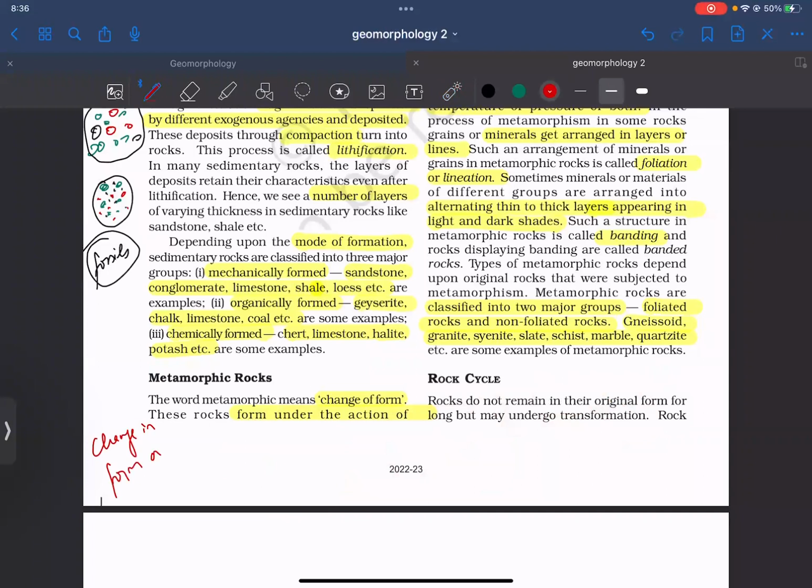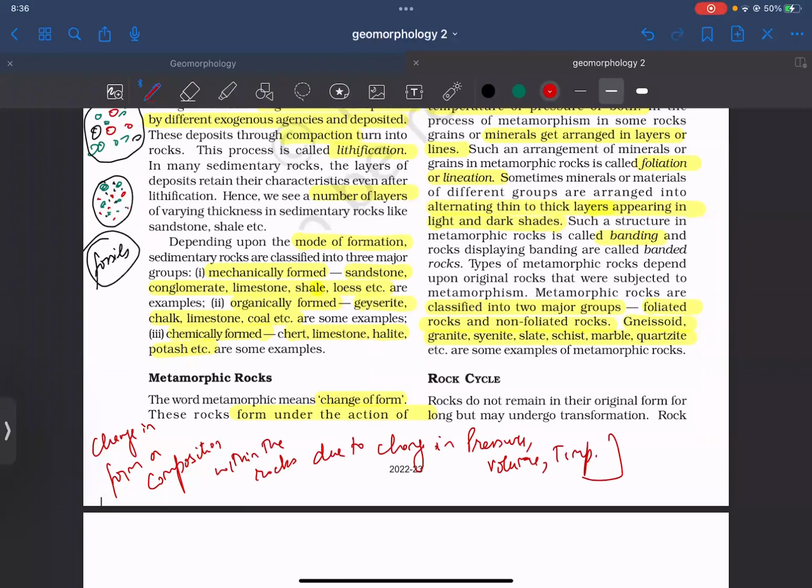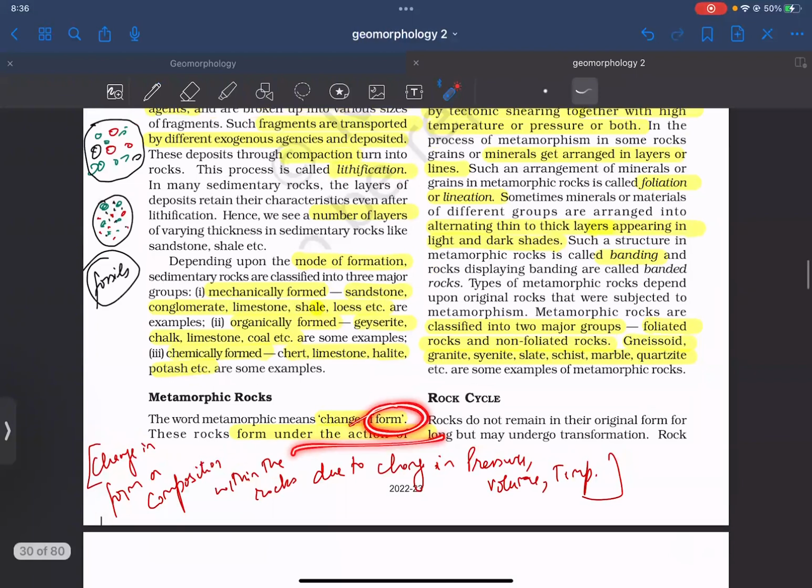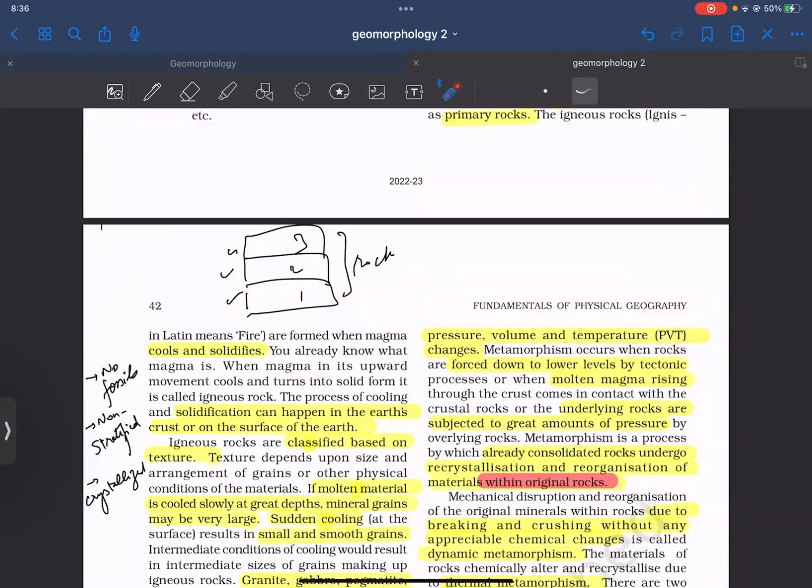Change in form or composition within the rocks due to change in pressure, volume, or temperature. Due to these factors, if there is change in the rocks, such types of rocks are known as metamorphic rocks. So new rocks that are created. So there is internal change, no external change. From outside, it will look the same to you, right? So change of form, under the action of pressure, volume, temperature. So these rocks are known as metamorphic rocks.